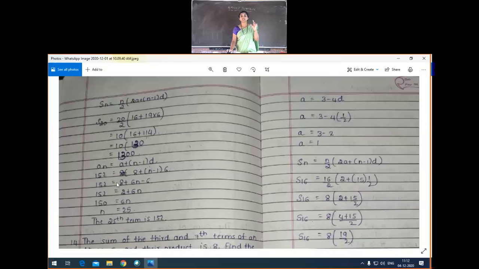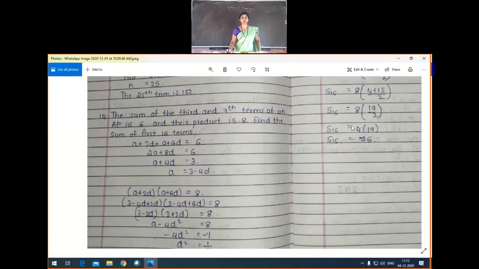Okay. So then start with the problem. n you will get 25. Then a25 is 152. It indicates that a25 is 152, and the 25th place is 152. In an AP, actually in the 25th place we can observe 152. Got the idea of this problem, students?